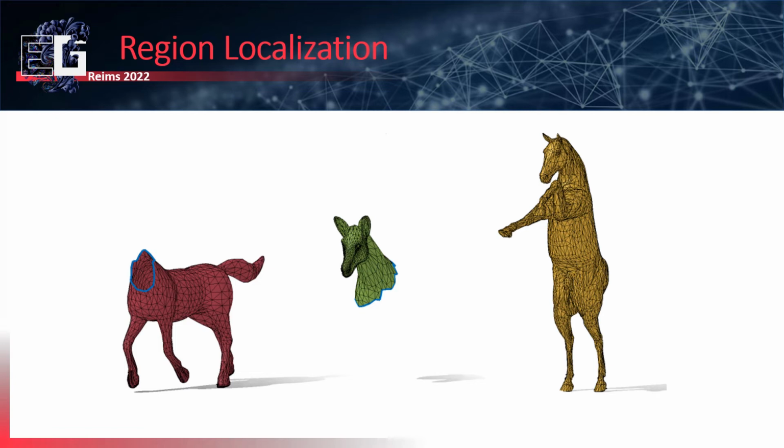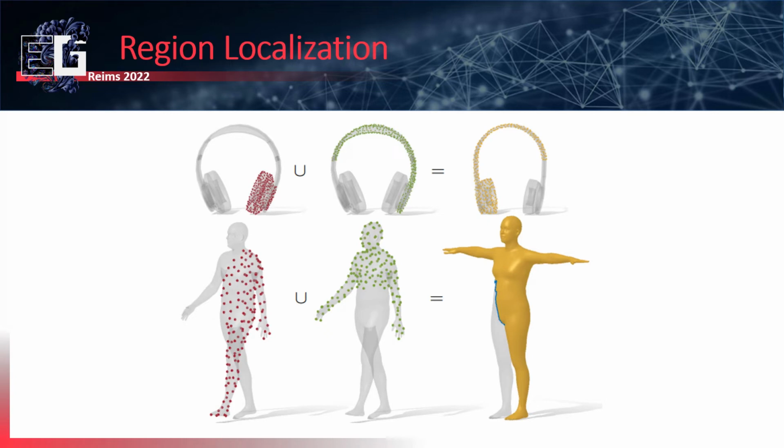We also experimented on different representations. For example, here you can see that we are working with point clouds. So we are given two point clouds in red and green. We define and compute the Laplacian on those point clouds and compute their spectra. Then we perform the spectral union and then localize the region on a fixed template.